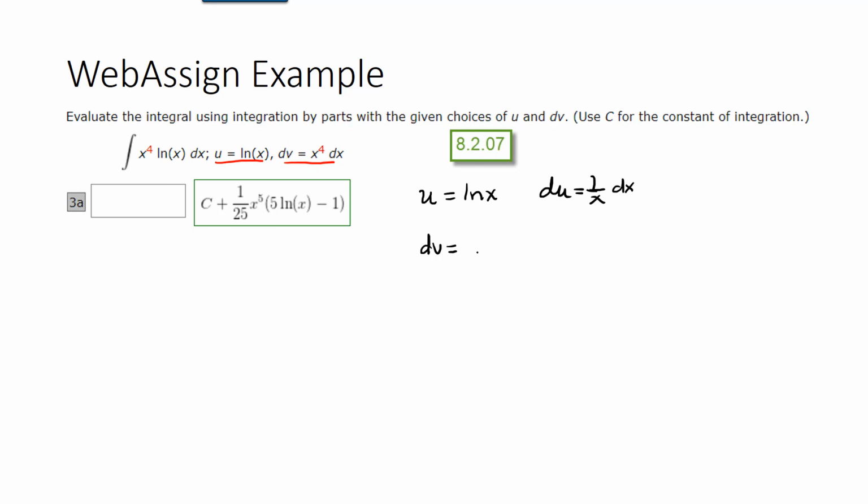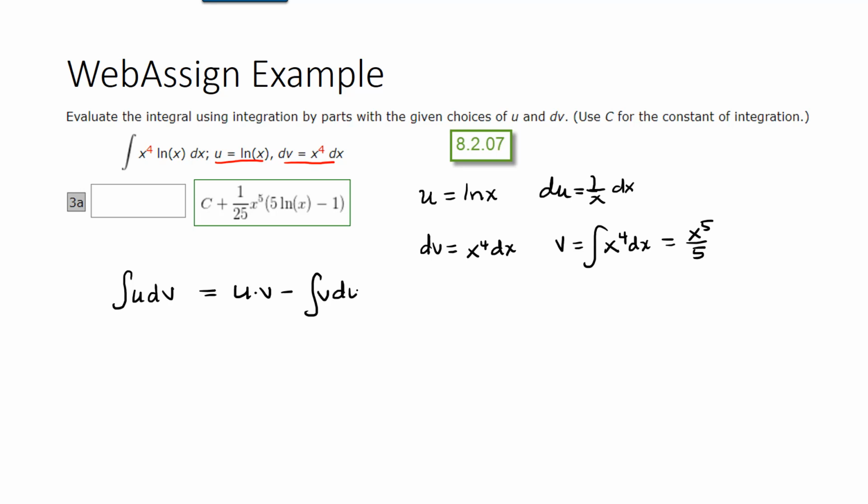With dv being x to the 4th dx, we integrate to get v. So the integral of x to the 4th dx is going to be x to the 5th over 5. So we can find that without any trouble, and that's what we're looking for with dv. We know that the integral of u dv is equal to u times v minus the integral of v du. The original integral was natural log of x times x to the 4th dx. That's our u and our dv, although it was in a different order to begin with, it doesn't matter.